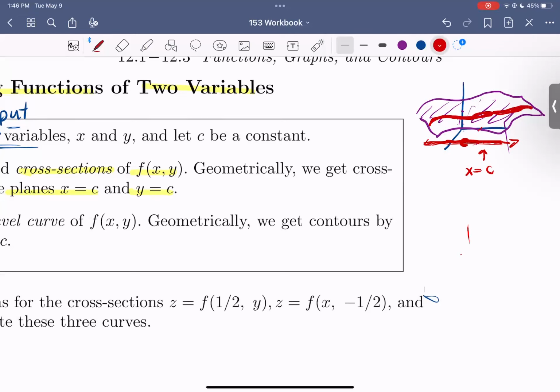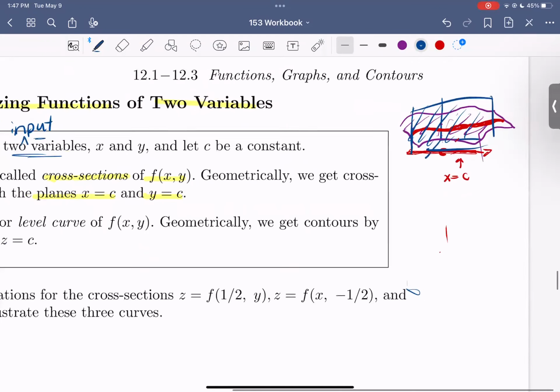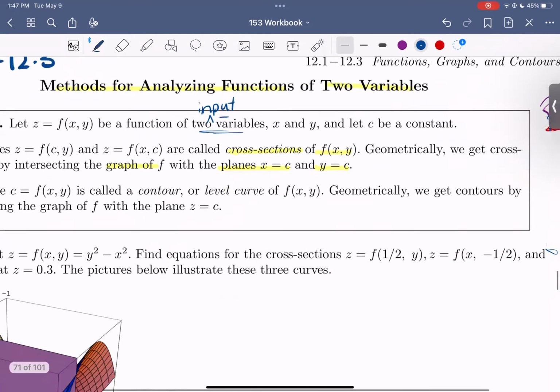What that looks like is a line in that surface, in that function f. It's as if we've taken a slice out of that surface. We call that a cross section. We're going to see this a little better geometrically in these examples.